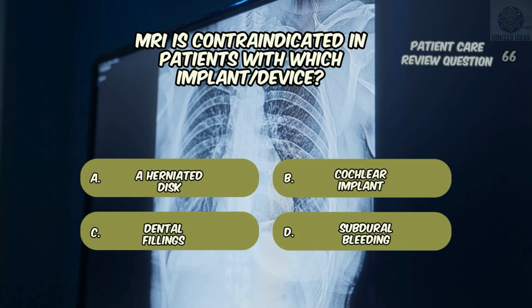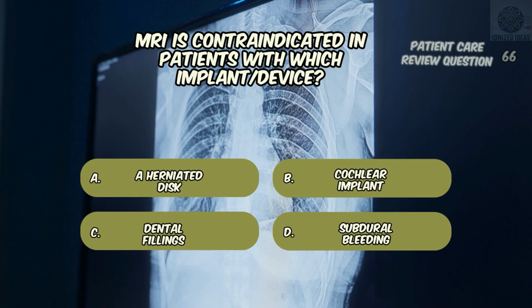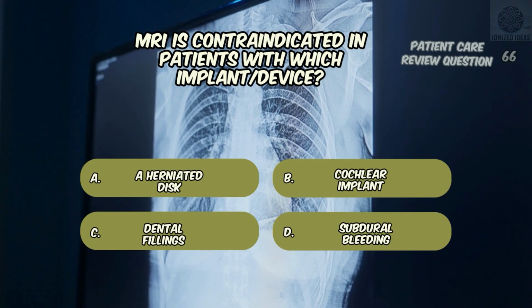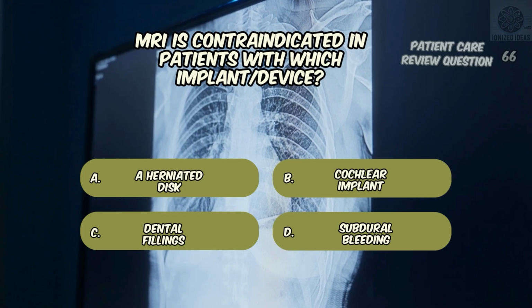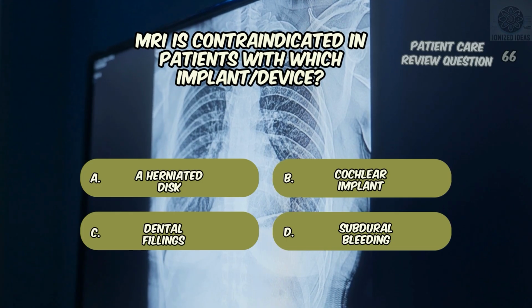MRI is contraindicated in patients with which implant device? A. A herniated disc, B. Cochlear implant, C. Dental fillings, D. Subdural bleeding.